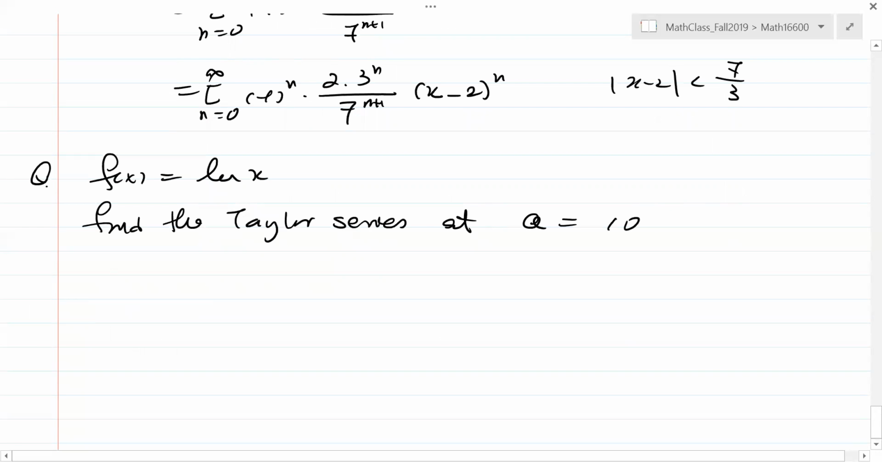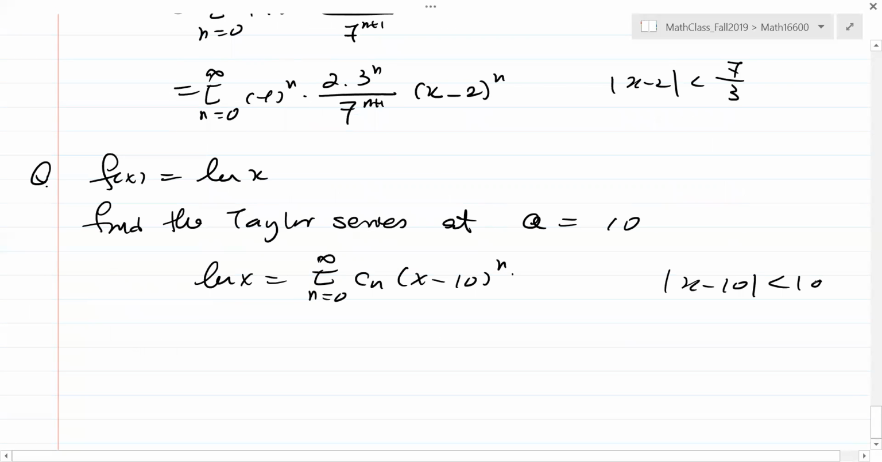Okay. So what I want to do is I want to make sure natural log x is going to be something like that. And clearly x minus 10 should be less than 10. The reason is I can guarantee x is greater than 0. Okay. So this is actually going to be an interval from 0 to 20, right? Because x cannot be smaller than 0. Otherwise, natural log of x is not defined.